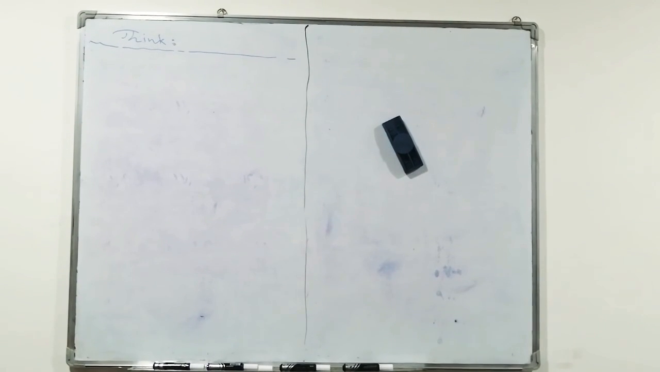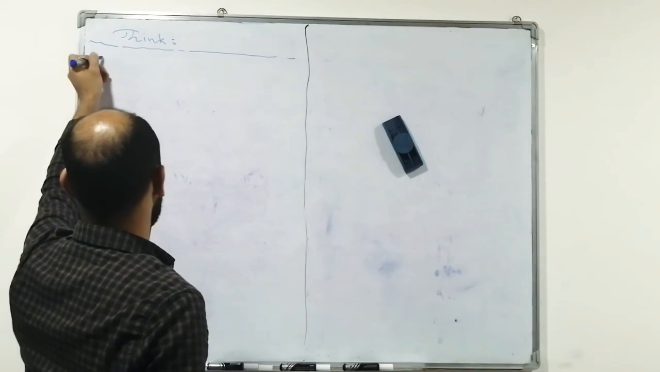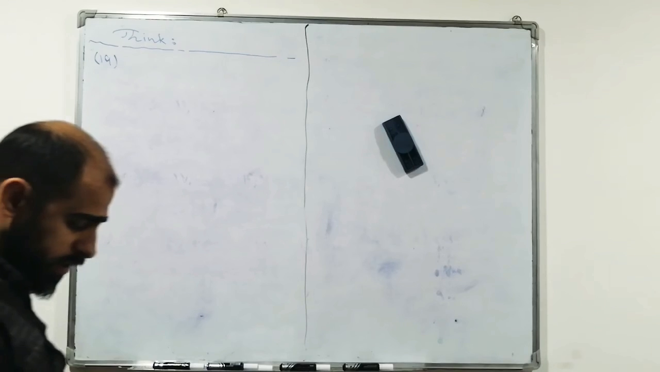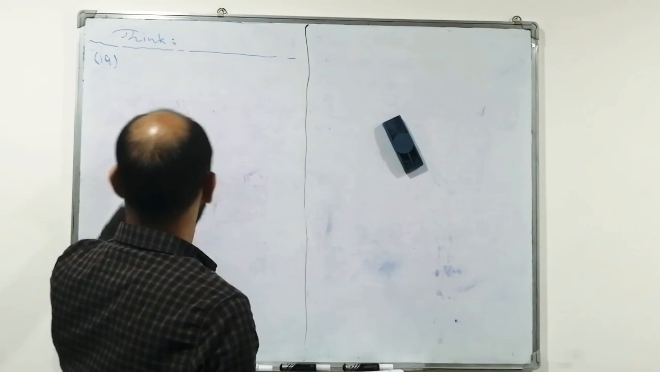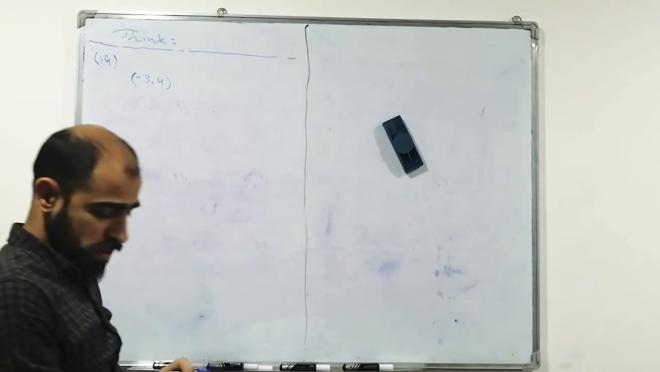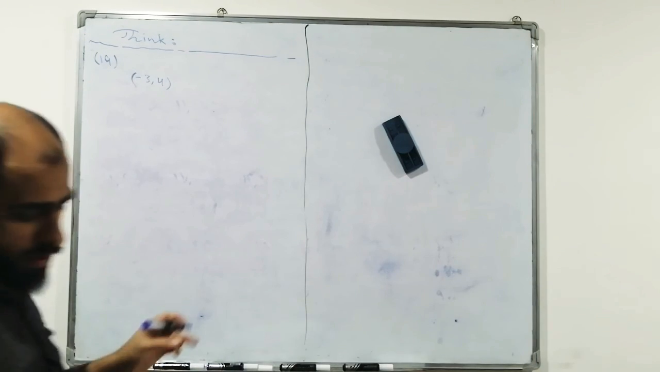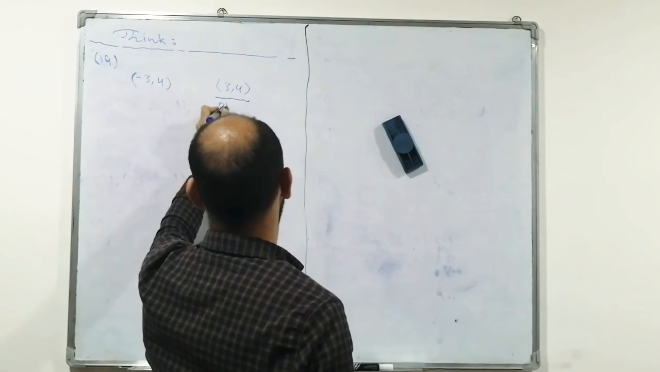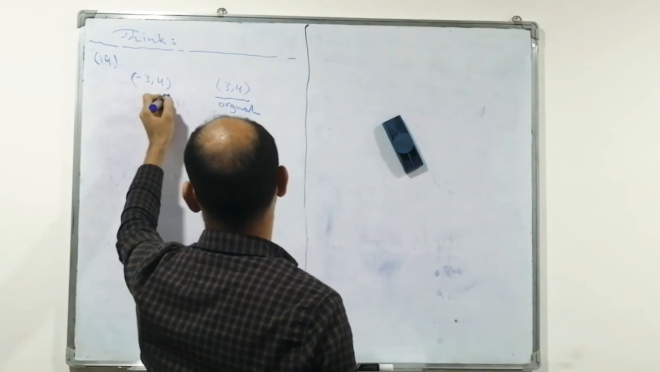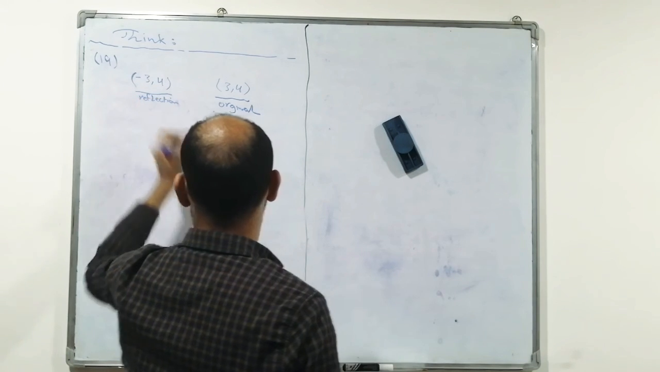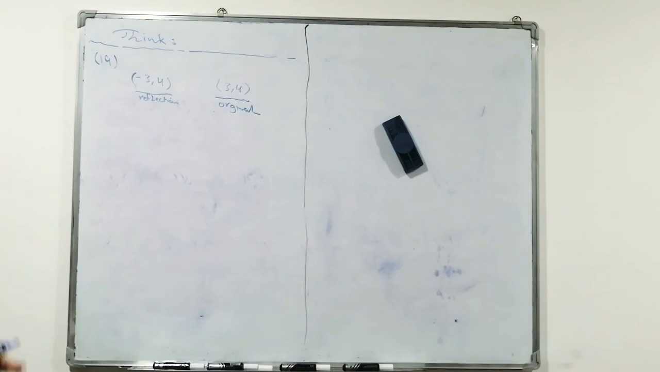Now we'll take the thinking question. Question number 90. Challenge. Here we have the point (-3, 4). Let the point (-3, 4) be an image of the point (3, 4). That means this is the original point and this is its reflection. Determine in which axis the reflection was done.